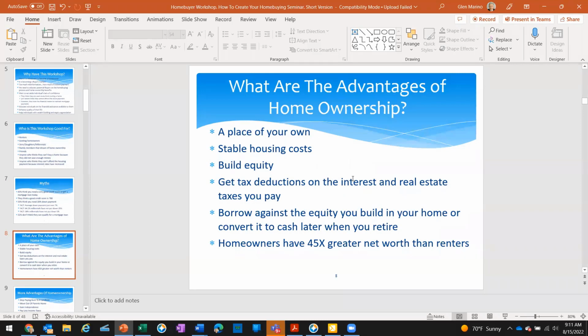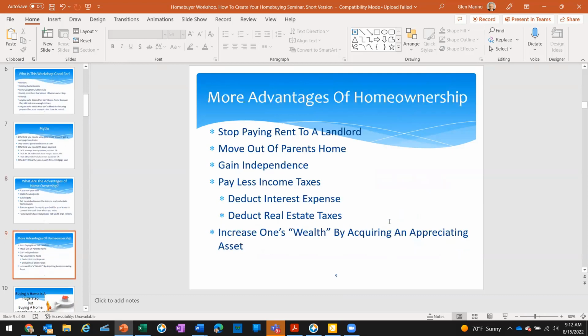You can borrow against the equity you build up in your home, or you can convert it to cash later when you retire. That's my way of saying that they can also use this as a reverse mortgage later on in retirement to pay them a monthly amount for the rest of their life, just like Social Security. And once again, homeowners have 45% greater net worth than renters.